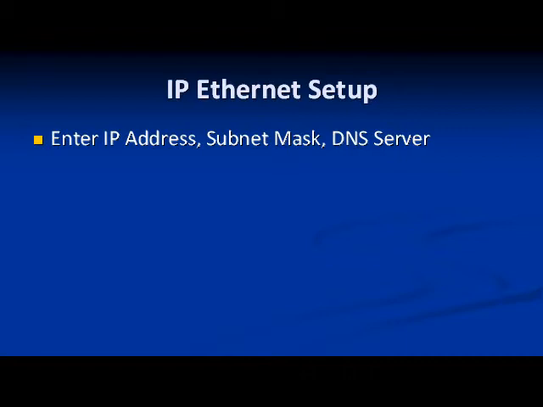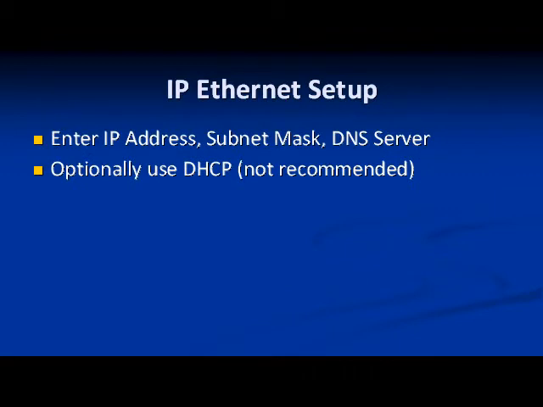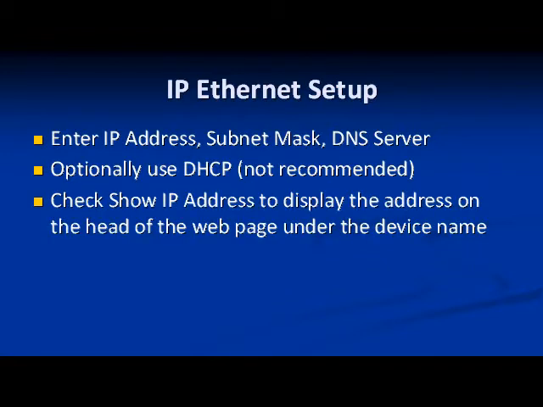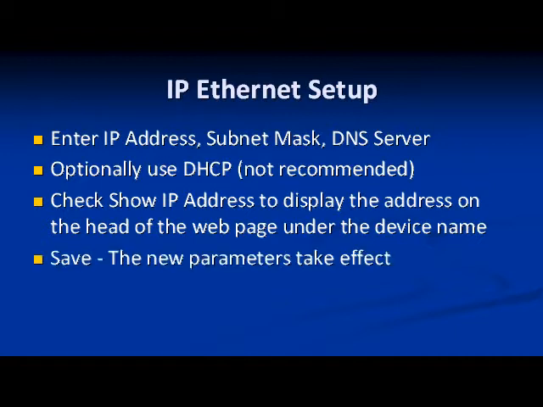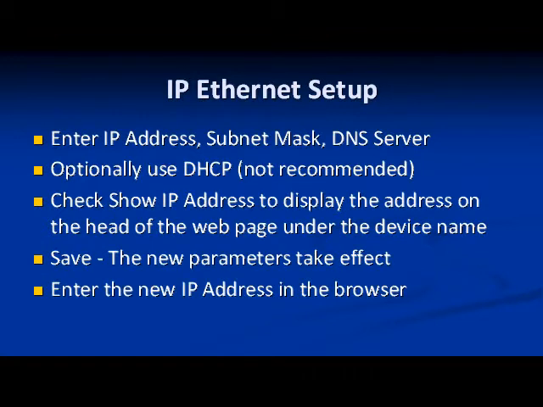IP Ethernet setup. Enter the IP address, subnet mask, and DNS server address if used. Optionally, DHCP may be used to obtain these values, but is not recommended as some features, such as alarm tunneling, rely upon a fixed IP address. Show IP address will add the IP address to the web browser header under the device name. Click Save, and the new parameters take effect immediately. Enter the new IP address into the web browser and log on.